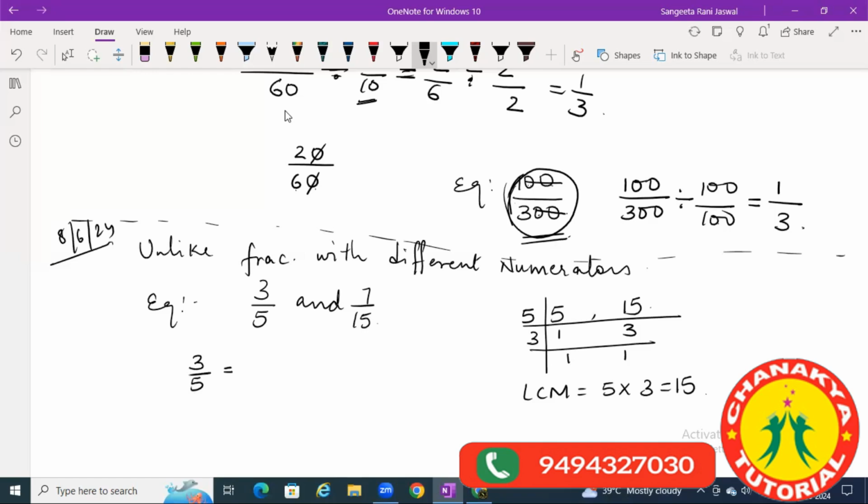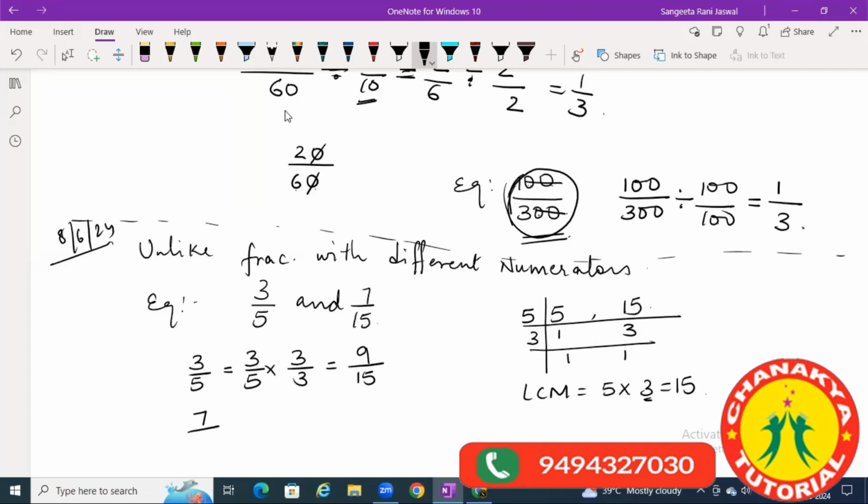Now, this 3 by 5, I want to convert this to 15. I want this LCM to be the same, the denominators to be the same. Now, what will I do? I will convert this 5 in the denominator to 15. So, to convert this to 15, I will multiply this with 3, numerator and denominator. So, that will give me 9 by 15.